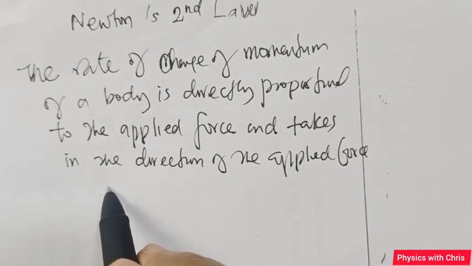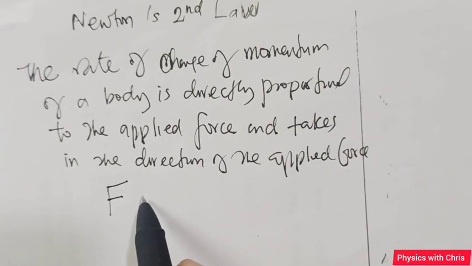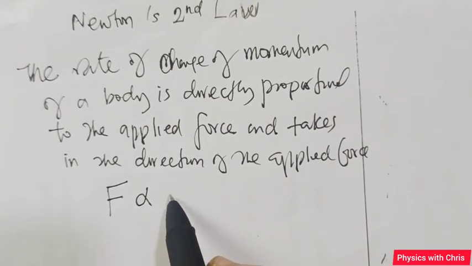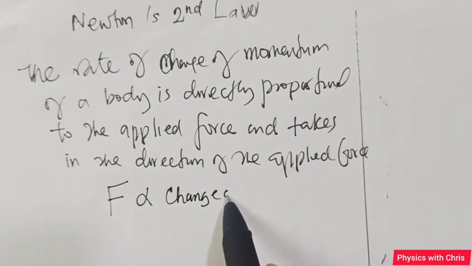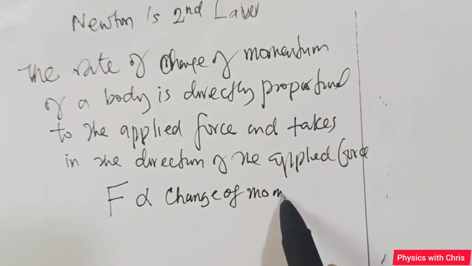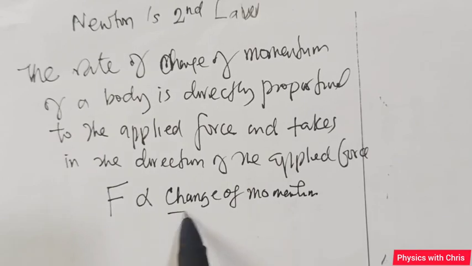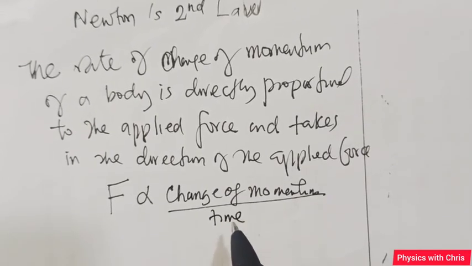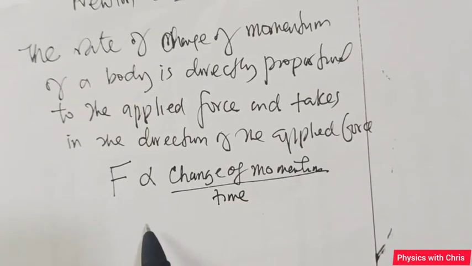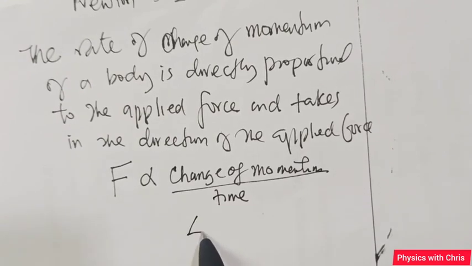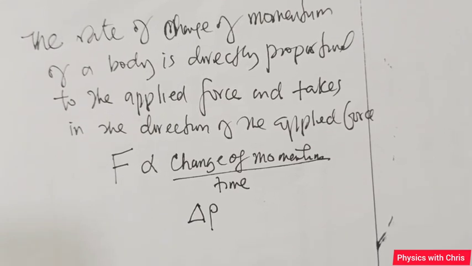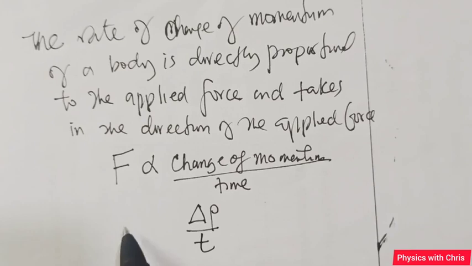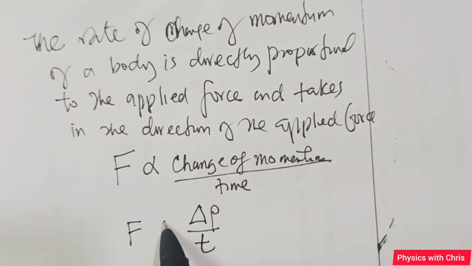Now, F is the force. It is directly proportional to the rate of change of momentum. You can say change of momentum of the body divided by time taken for the change. Okay, now momentum change of a body, I can use this symbol to denote momentum change. This symbol of momentum change over time t we'll say is directly proportional to the force applied.